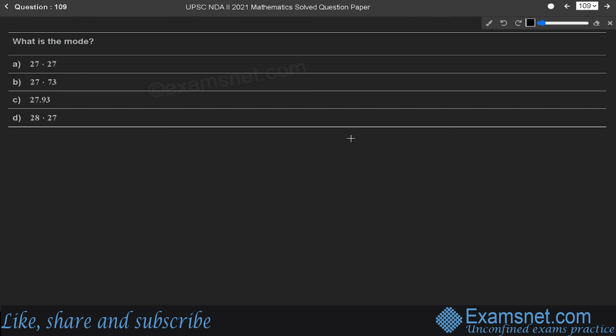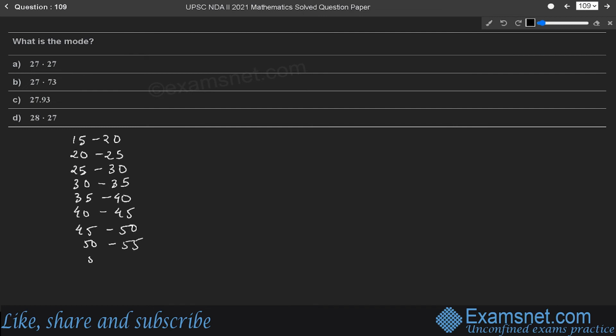Next question is, what is the mode? The directions are the same. So first let us write the data of the question. The ranges are 15 to 20, 20 to 25, 25 to 30, 30 to 35, 35 to 40, 40 to 45, 45 to 50, 50 to 55, 55 to 60 and 60 to 65.